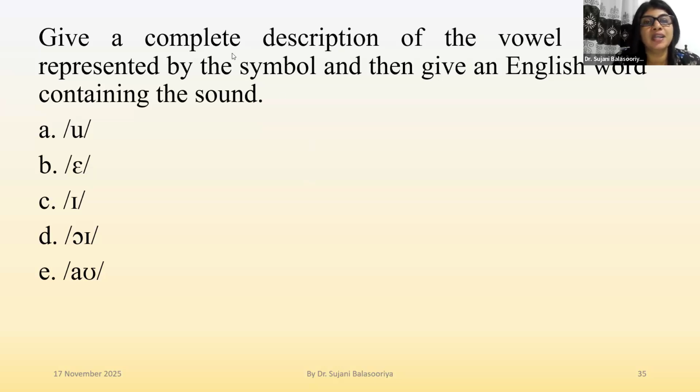First, give a complete description of the vowel sounds. Complete description in the sense you need to write down the different types or different features of these vowels. For example, whether it's a front vowel, high vowel, mid vowel, low vowel, round vowel, etc. That's the first part. And then write an English word that contains the particular vowel sound.